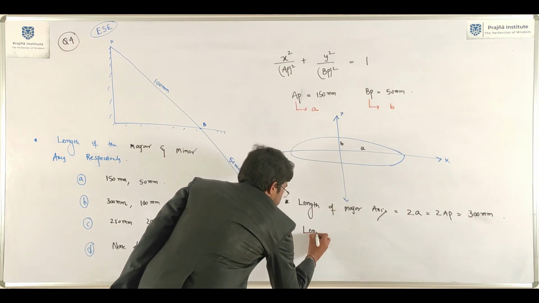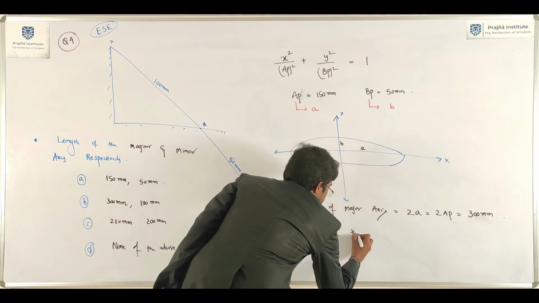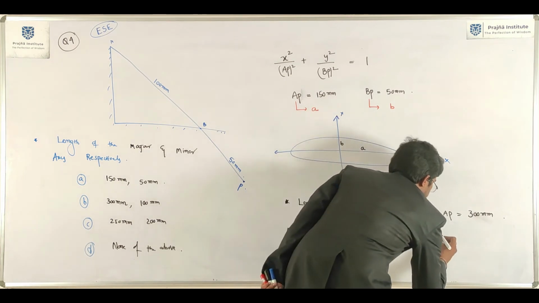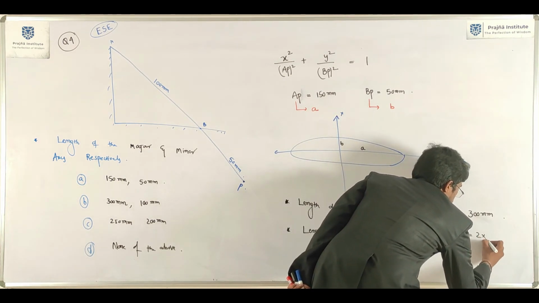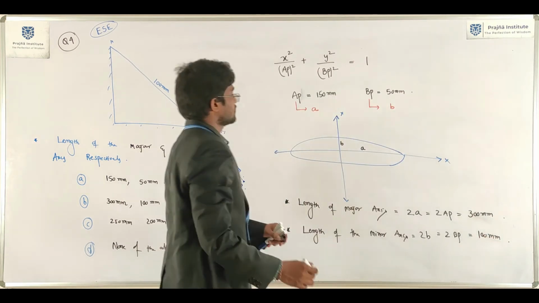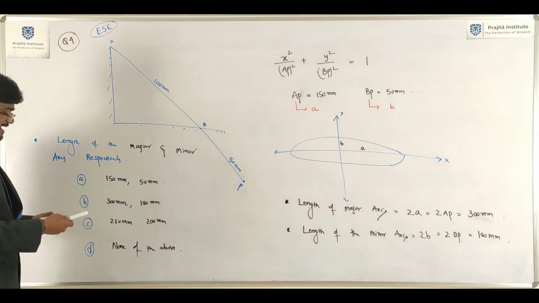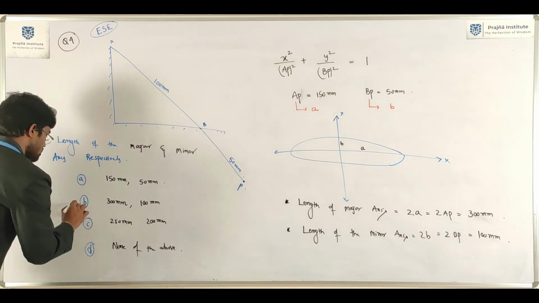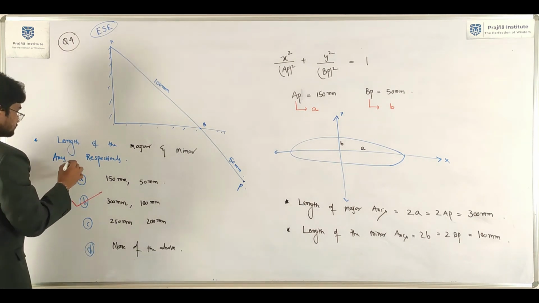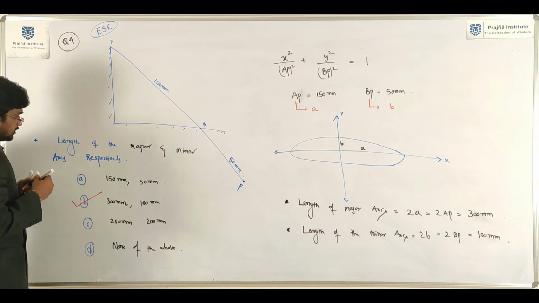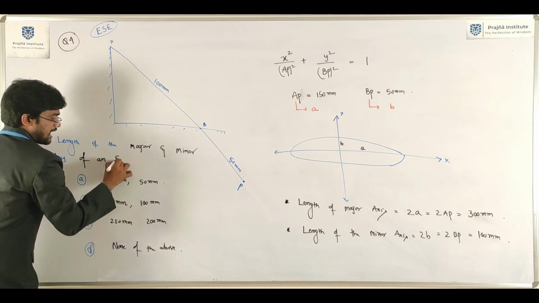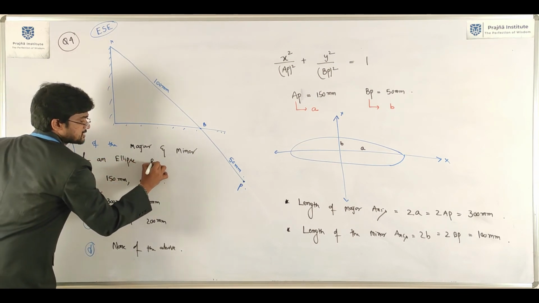Length of the minor axis is nothing but 2B, 2 into BP, 2 into 50, that is 100 mm. Correct? So what is the answer? 300 mm and 100 mm. They are asking the length of the major and minor axis of an ellipse respectively.